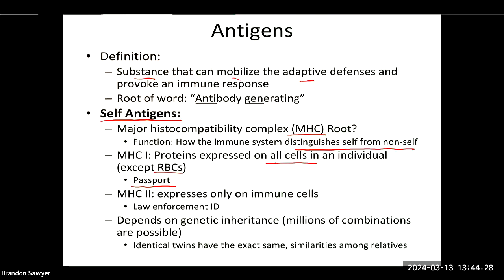And then MHC2 is a different type. These are only expressed by our immune cells, by our white blood cells. So these are kind of like a law enforcement ID, right? A white blood cell has the regular MHC1 complex, but it also has this law enforcement ID as well that sets them apart, makes them the enforcers of checking to see if cells are supposed to be there or not. Okay, and this is all genetically inherited. There's millions and millions of combinations, so this isn't a simple thing like the red blood cells with just a few options. There's many, many different ones. Okay. All right, questions on any of this so far?